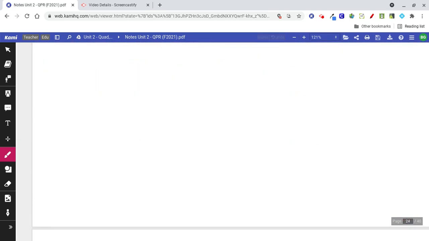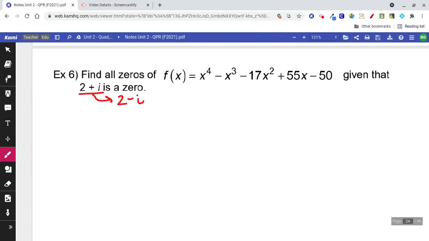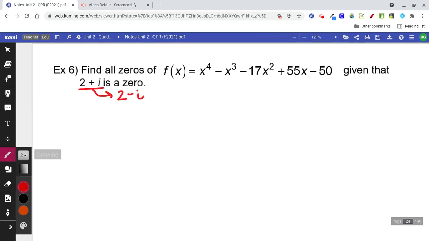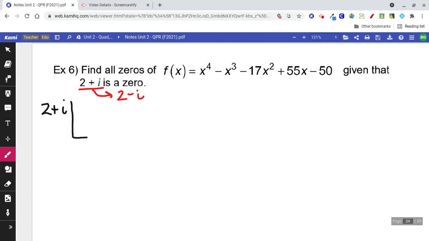Well, in this case, I know 2 numbers that work, so I'm going to start with those 2 numbers that work. I'm going to do the same thing we've been doing, except I have to do it with an imaginary, which makes it a little bit more complicated. You've got 1x to the 4th minus 1x to the 3rd minus 17x squared plus 55x minus 50.